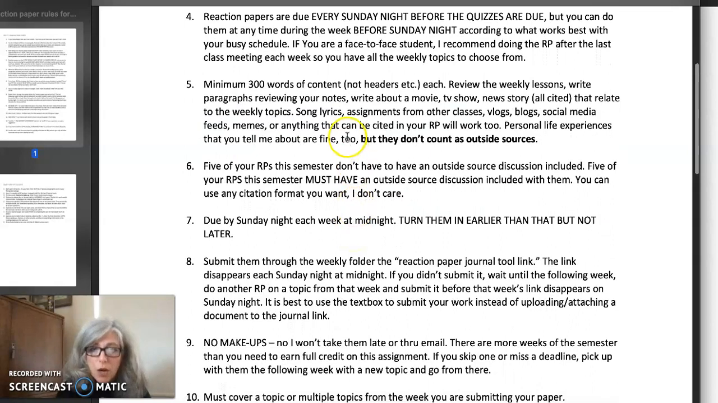Okay. So here are some examples of what some outside sources are. It's a 300-word minimum. You write on weekly lessons. You write paragraphs reviewing your notes. And an outside source can include any of these kinds of things that are cited here in number 5. Personal life experiences, your own story, is not an outside source. It has to be something we can cite.